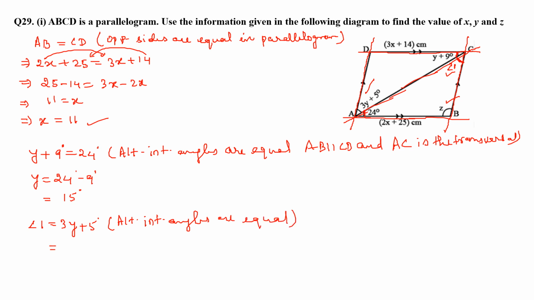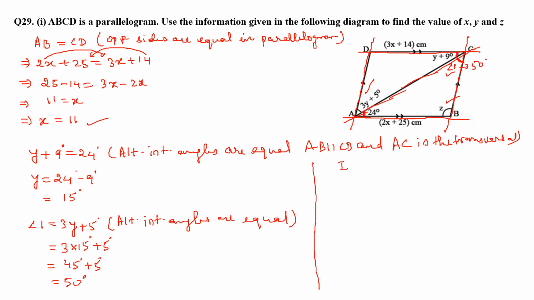Now we already have the value of y, isn't it? That is 15. So 3 into 15 degree plus 5 degree. So 3 into 15 is 45. 45 plus 5 is 50 degree. Okay. So my angle 1 value I got as 50 degree. This is your 50 degree.